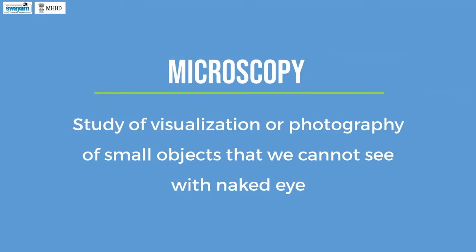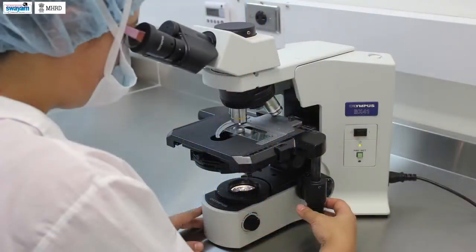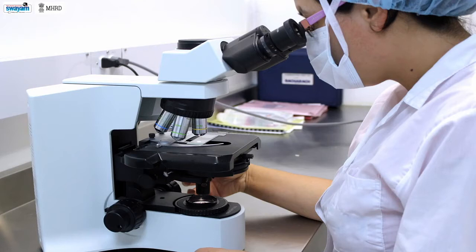Introduction. Microscopy is the study of visualization or photography of small objects that we cannot see with the naked eye. The instrument which is used for this purpose is called a microscope. Microscopes are specialized optical instruments designed to produce magnified visual or photographic images, including digital images, of smaller objects or specimens that are too small to see with our naked eye.